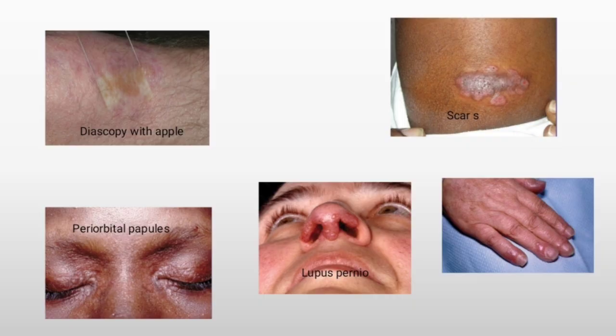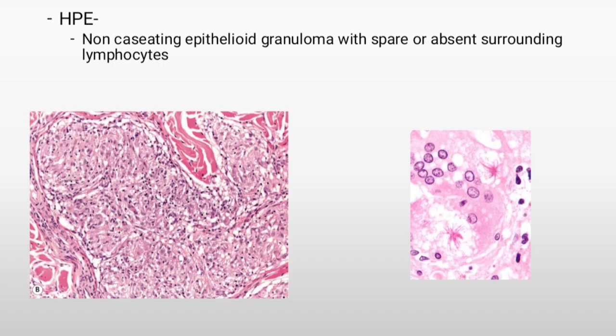Here is the slide showing diascopy with apple jelly type nodules, which is seen in sarcoid, LMDF and lupus vulgaris. The rightmost picture shows scar sarcoid. From left to right, the left one is a periorbital papule seen in sarcoid, the middle picture indicates lupus pernio, and the rightmost is also lupus pernio. Histopathologically, sarcoid granulomas contain non-caseating epithelioid granuloma with sparse or absent surrounding lymphocytes. In the right picture, we can see two asteroid bodies.